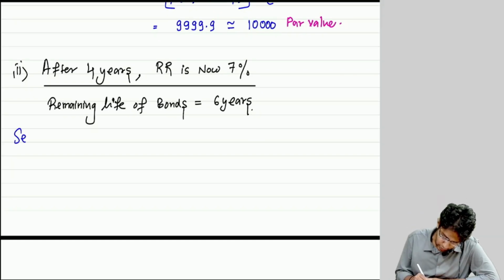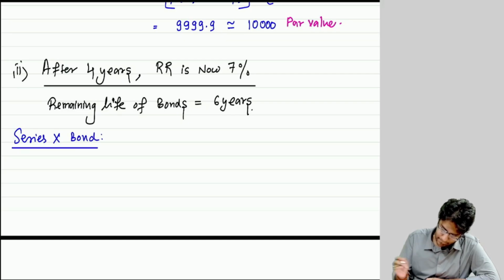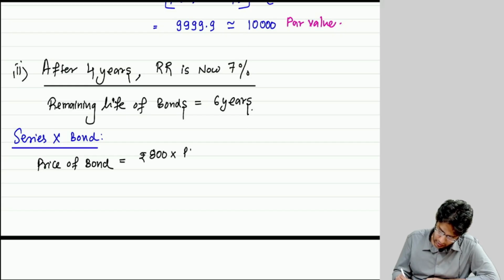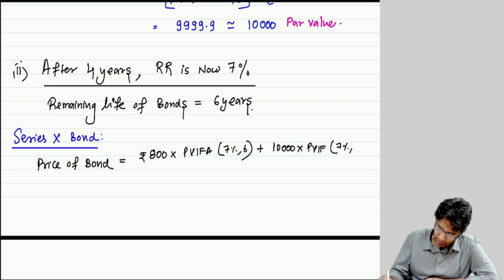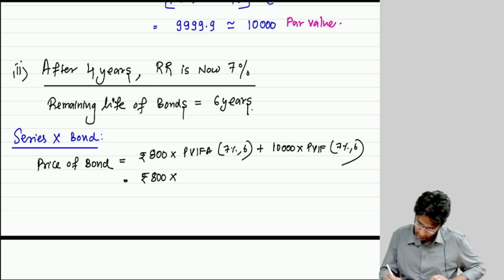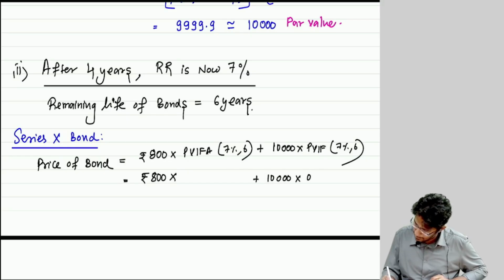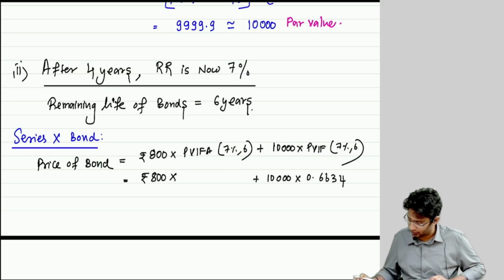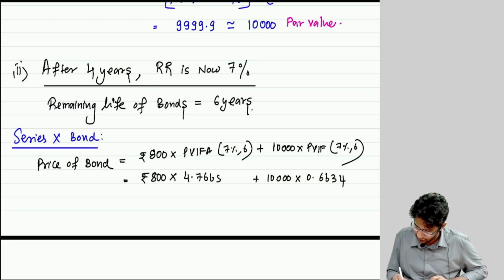Chalo. Series X bond is equal to, this one's coupon is 800 into PVIFA 7% up to 6 years, plus 10,000 into PVIF 7%, 6th period, which is 800 into... First write the PV factor, then GT it. 4.7665.